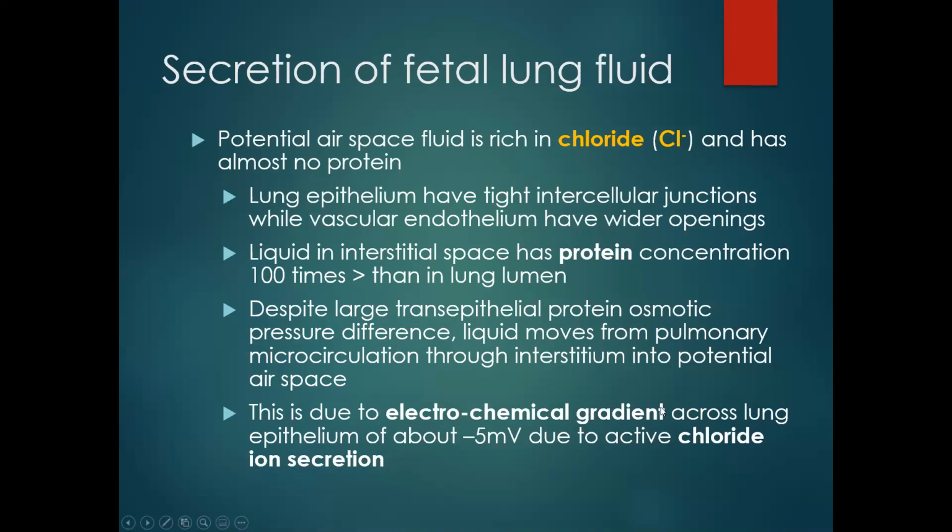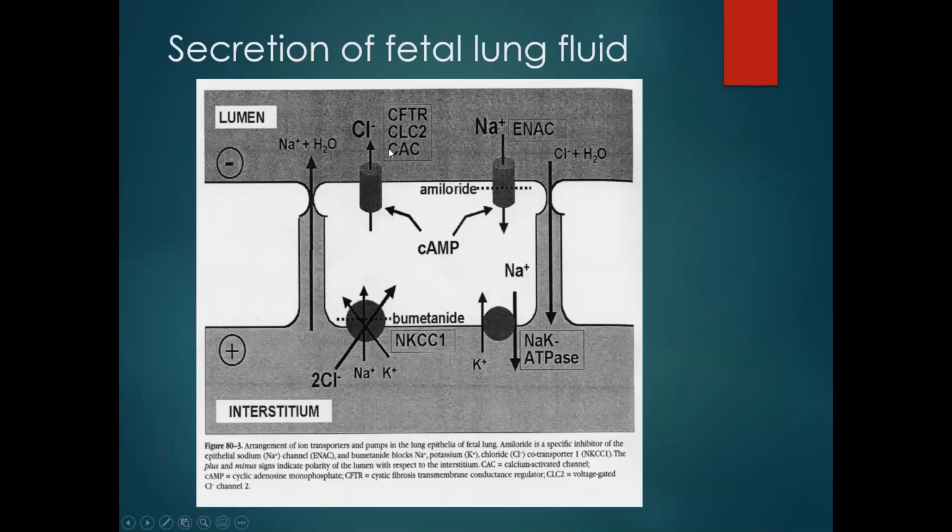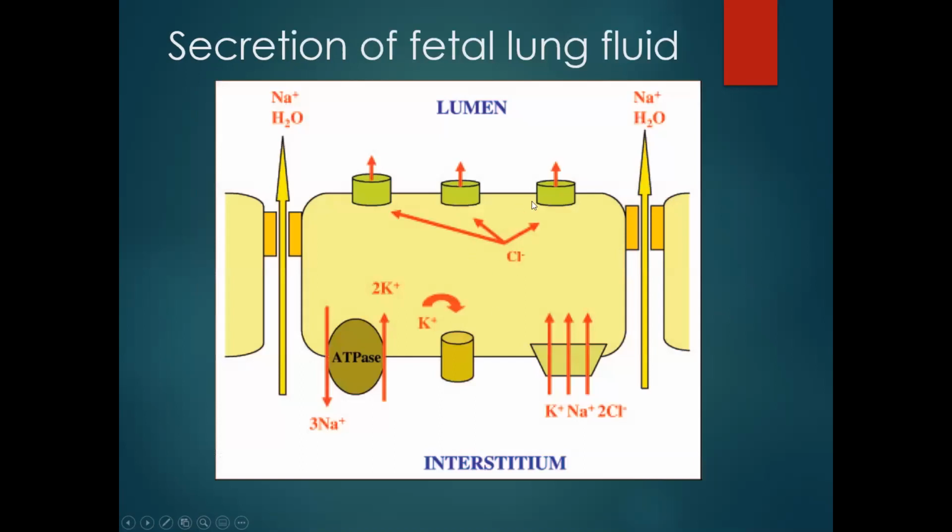So this electrochemical gradient across the lung epithelium has what they measured as a -5 millivolt due to the active chloride ion secretion. And this is just, again, in cartoon how that works. This is the ENaC, the sodium channel, and then chloride goes into the lumen or the airspace. Okay, and there's the interstitium here. And then these are the chloride channels. Again, in a simplistic format, fluid shift follows the chloride going into the lumen from the interstitium.